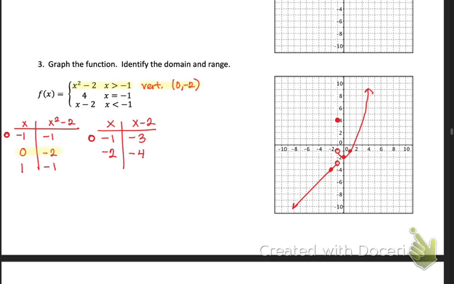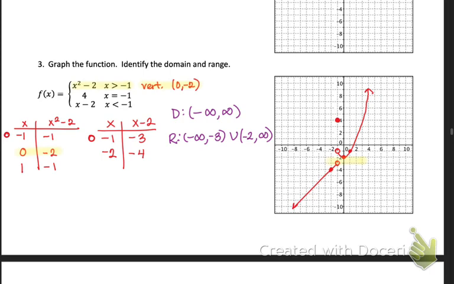Domain should be pretty straightforward, -infinity to +infinity. The range is going to be a little bit different because, again, we skip this chunk of the graph right here, so you have to hop over it. There's no function between -3 and -2 on the y values. So that would be our domain and range.